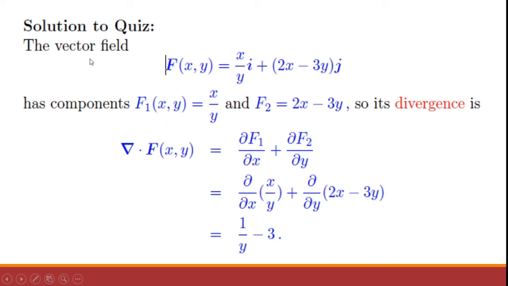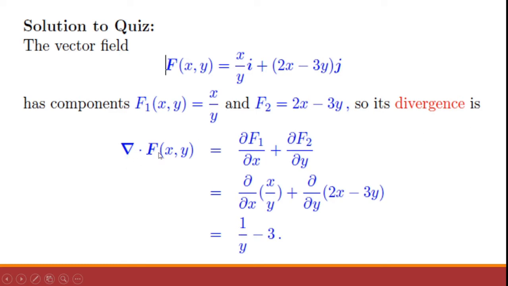Next, for the second question, we will find the divergence of a vector field. Let's suppose there is a vector field F which is equal to x by y i plus (2x minus 3y) j. So that means F1 is equal to x by y, whereas F2 is equal to 2x minus 3y. So we have to find the divergence of this. How do we find the divergence?